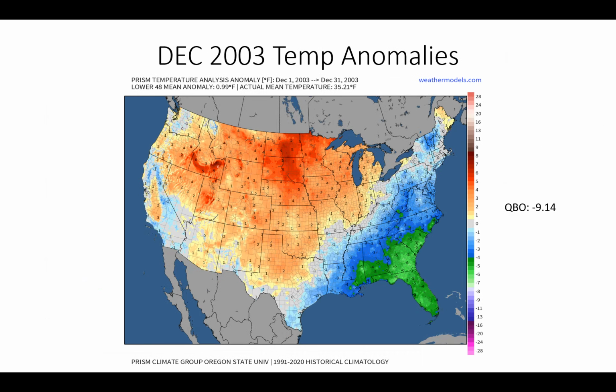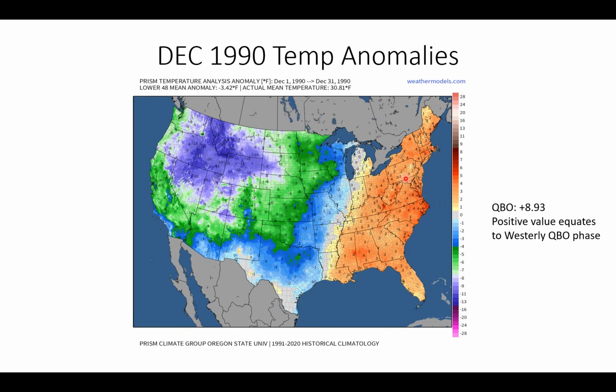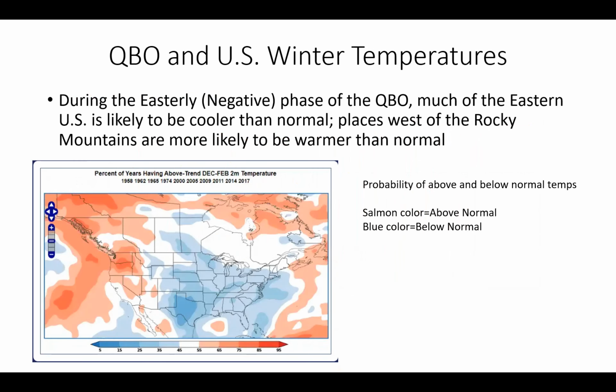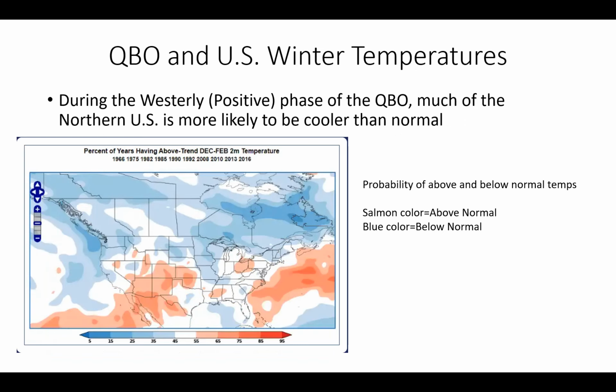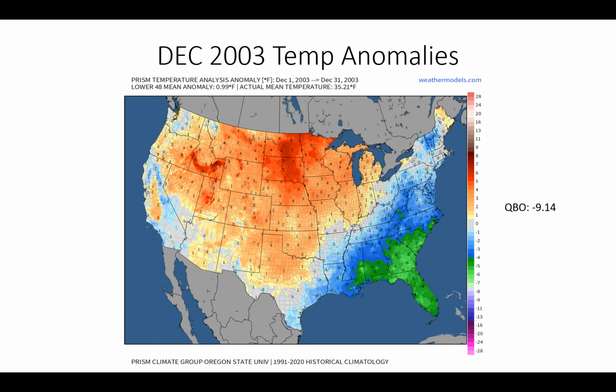All right, so I kind of zoned in on a couple specific winter months, and that was my goal. Examining the QBO values, which I picked up directly from NOAA, and just compared what the temperature anomalies look like, and did they match up with what we'd expect, what we've already covered right here. Easterly or negative phase of the QBO, temp anomalies, precip anomalies. We didn't get the precip, but we did look at specifically honing in on the winter temperature anomalies based on the negative and positive phases of the QBO. Now let's move forward.